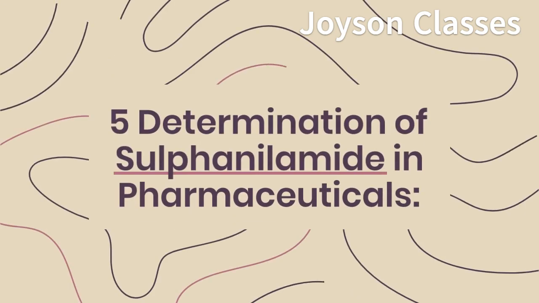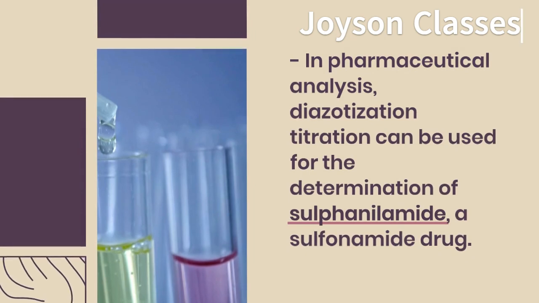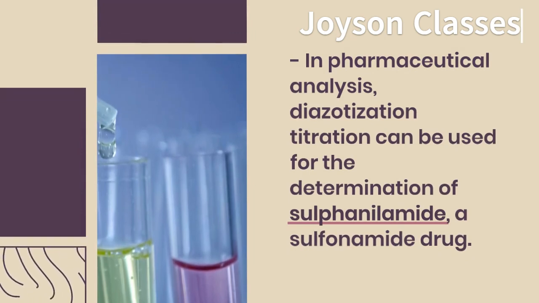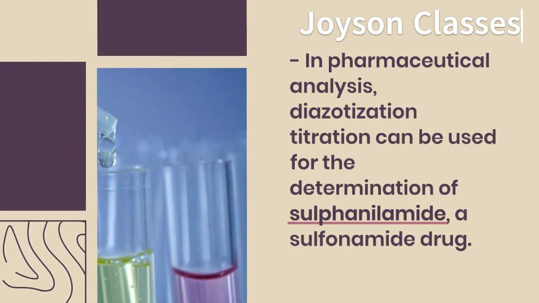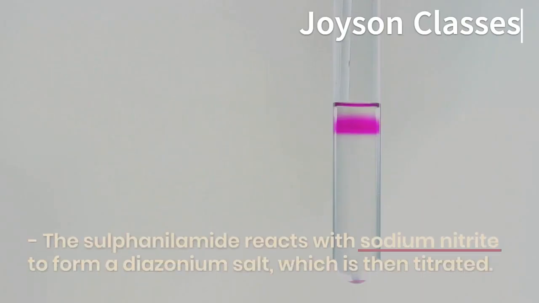5. Determination of sulfanilamide in pharmaceuticals. In pharmaceutical analysis, diazotization titration can be used for the determination of sulfanilamide, a sulfonamide drug. The sulfanilamide reacts with sodium nitrite to form a diazonium salt, which is then titrated.